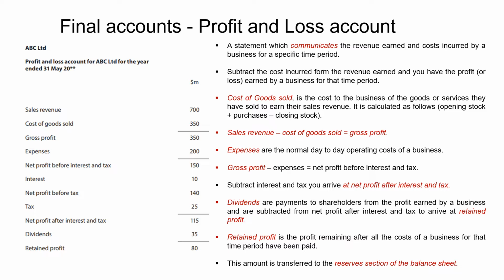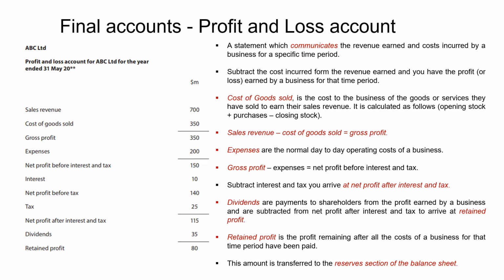So therefore, the gross profit gives you an indication of the trading performance of the business, because you're looking for the largest difference possible between sales revenue and cost of goods sold margins. Again, that will be coming up in future videos on ratios. You subtract from gross profit expenses. Expenses are simply all of the other day-to-day operating costs of a business. That gives you net profit before interest and tax.